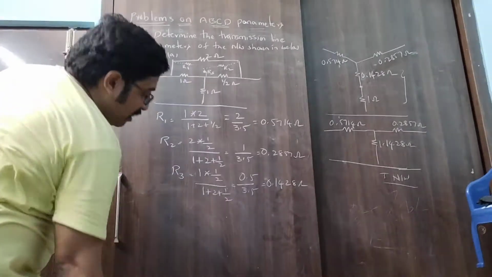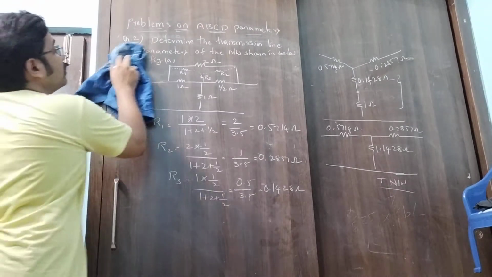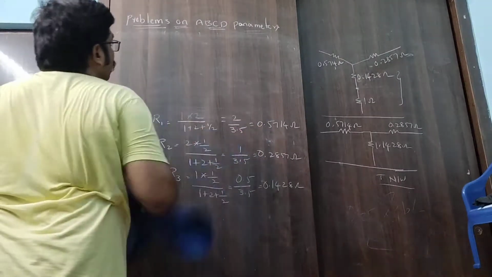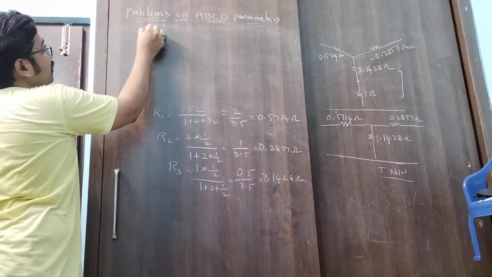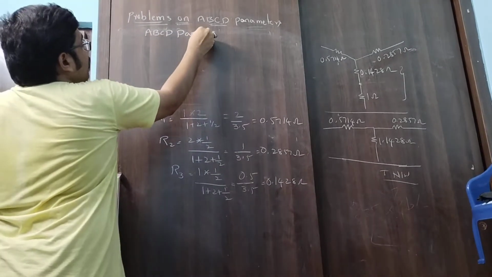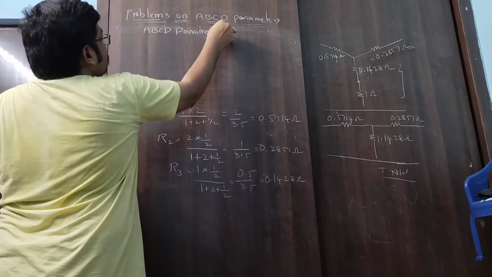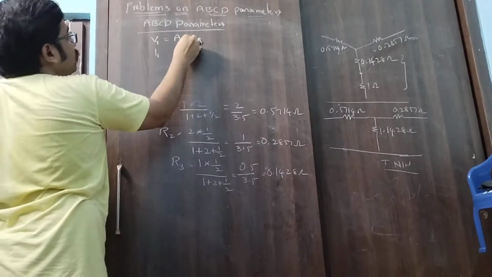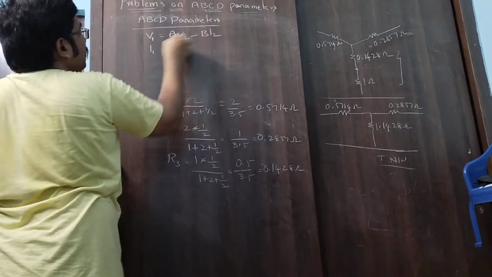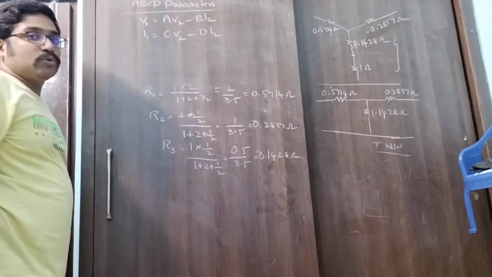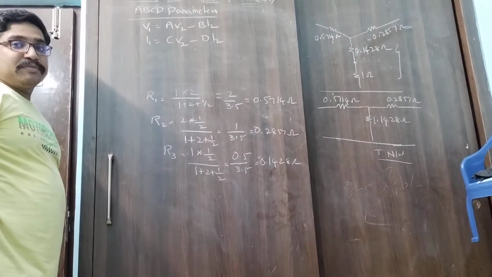ABCD parameters are nothing but the transmission line parameters. What are ABCD parameters? V1 is equal to A into V2 minus B into I2, and I1 is equal to C into V2 minus D into I2. This is ABCD parameters.